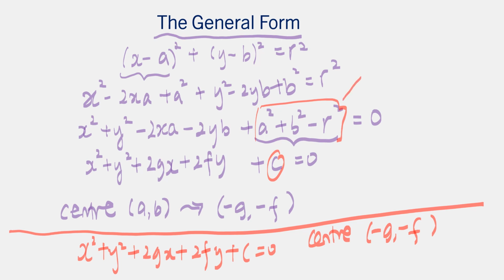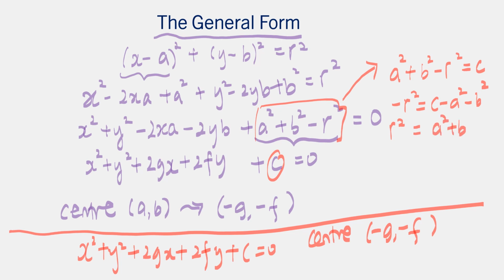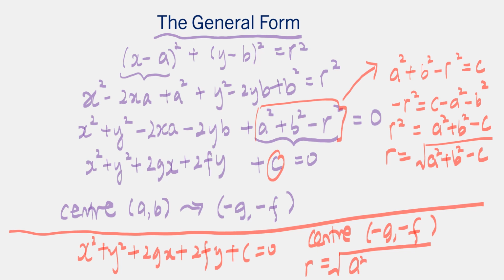Okay, so from here we're going to make r squared the subject. So a squared plus b squared minus r squared equals c. So minus r squared is c minus a squared minus b squared, multiplied by negative 1 throughout. So r will be the square root. This is called the general form of circles. So we'll do one example on it.